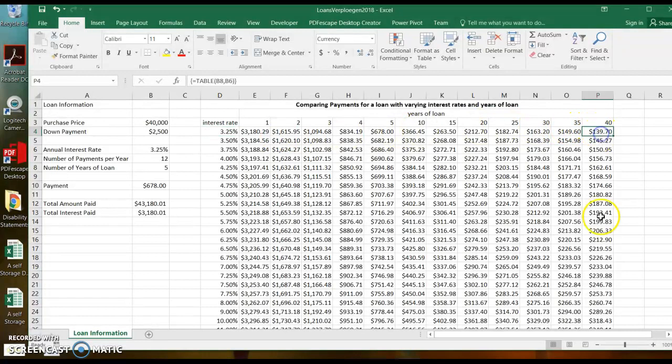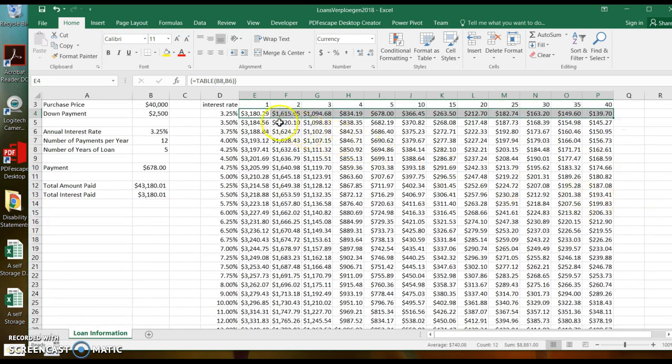So here you see, if we could get that $40,000 car at 3 1/4%, if we could get a 40-year loan on it, we'd only have to pay $139 a month. However, like I said, nobody's going to give you a 40-year loan on a car. But you do see how that payment varies tremendously as you go to more years. It goes down because you're taking more time to pay it. Or if you go the same number of years, but that interest rate increases.